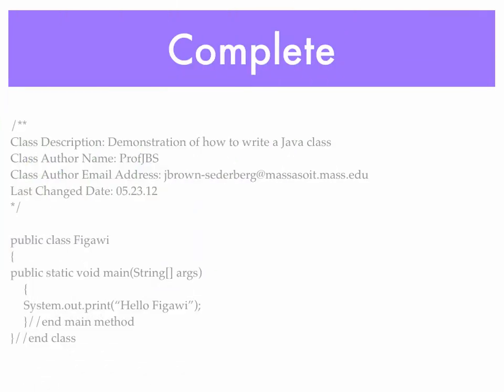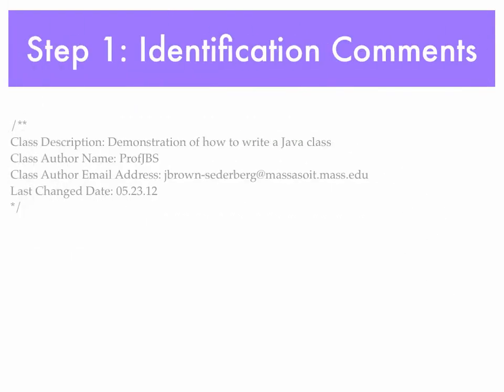So our completed code will look like this. It's a real simple class. Step one for us is to include our identification comments. You'll note that these comments are in the Javadoc format. They'll be included in any HTML pages that are produced if you do execute the Javadoc command.